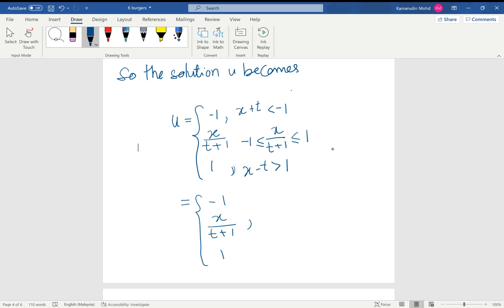We take x as the subject. For the first range, we can write x less than minus 1 minus t. We bring t to the right hand side. For the second part, we can bring t plus 1 to this side and also this side. So we have minus t minus 1 less than or equal to x less than or equal to t plus 1. And for the last part, we have x greater than 1 plus t.